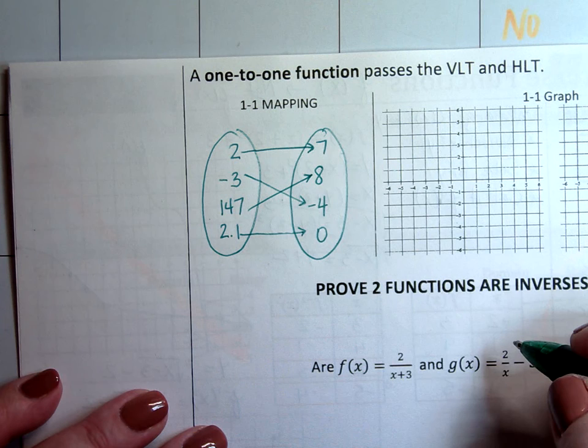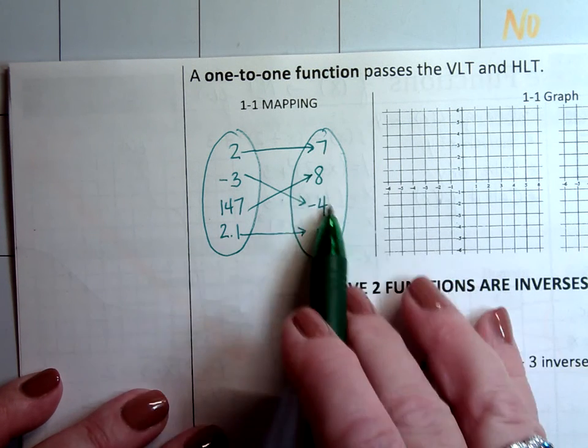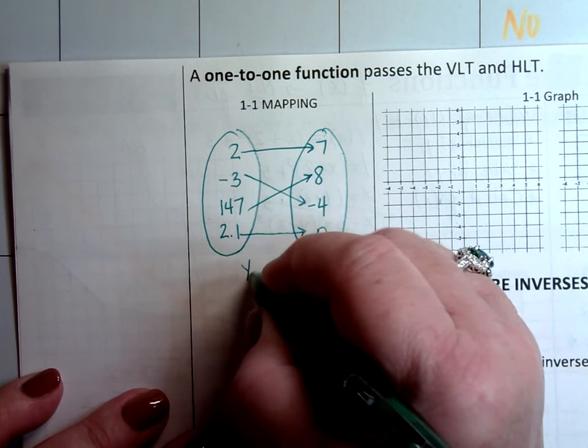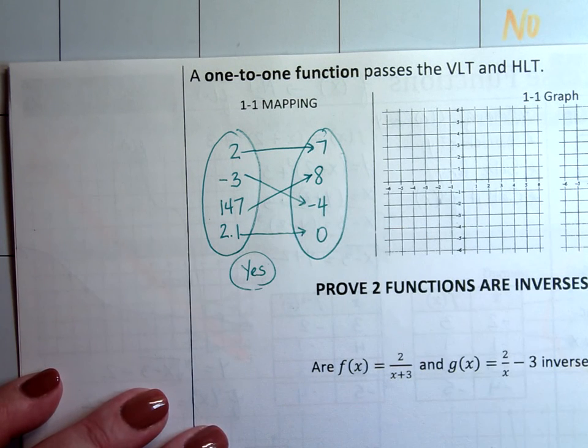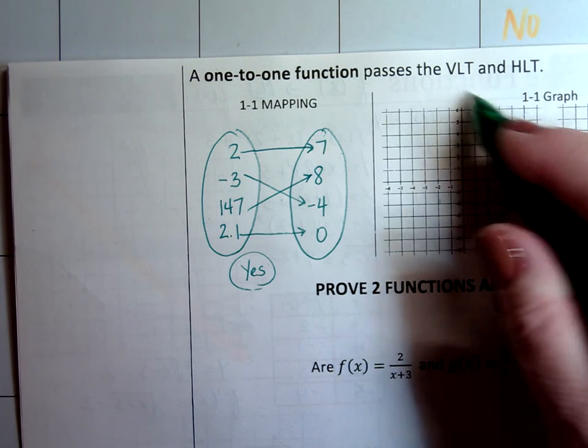Is that 1-to-1? Does every x have a unique y and every y have a unique x? And the answer is yes. This one's fine. Every x has to have its own y and every y has to have its own x. Now the thing about 1-to-1 functions, they pass the vertical and horizontal line test.